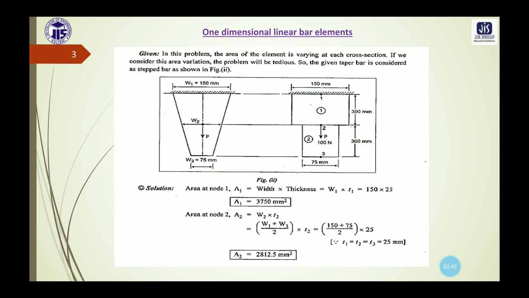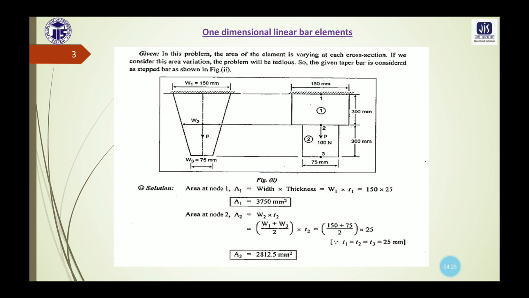So there are some considerations in this diagram that we need to first take into assumption that in this problem the area of the element is varying at each cross section because it is a tapered shape. So if we consider this area variation, then in that case the problem will be lengthy and tedious. So in such cases, the given tapered bar is considered as a stepped bar, which is shown in this figure number 2.